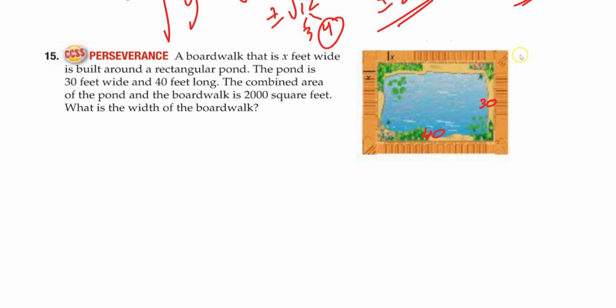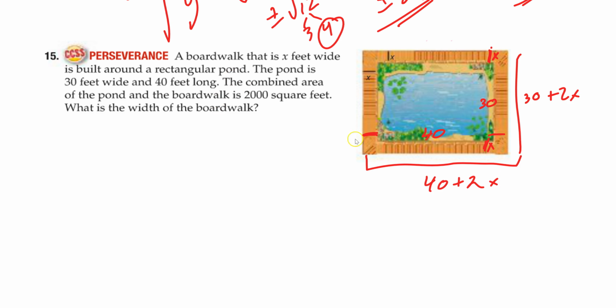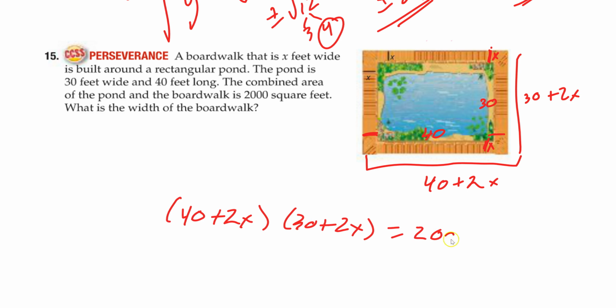So remember, the area would be this whole thing. The way we set that up, this would be 30 plus the width of the boardwalk twice, so 30 plus 2x. Same thing with this one: 40 plus the width twice, so 40 plus 2x. So we know the whole thing is 2,000. So it would be 40 plus 2x times 30 plus 2x equals 2,000. And they would want me to multiply it out, set it equal to 0, and factor.